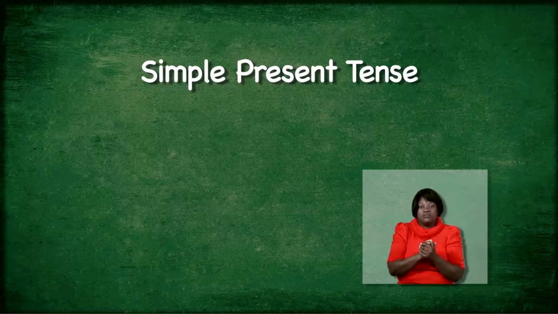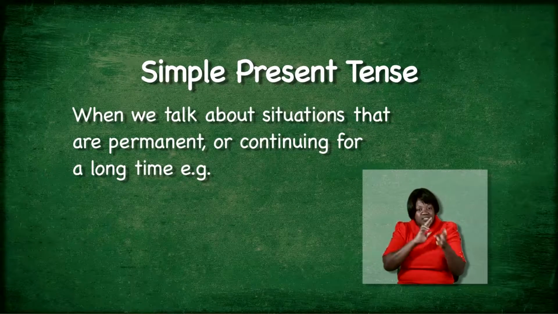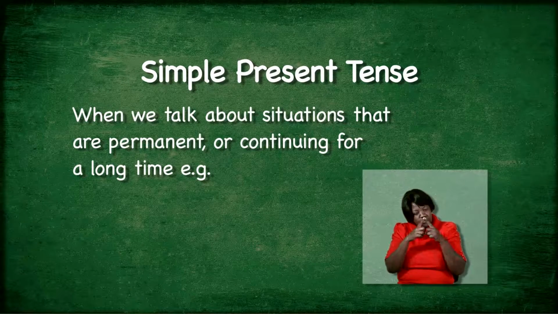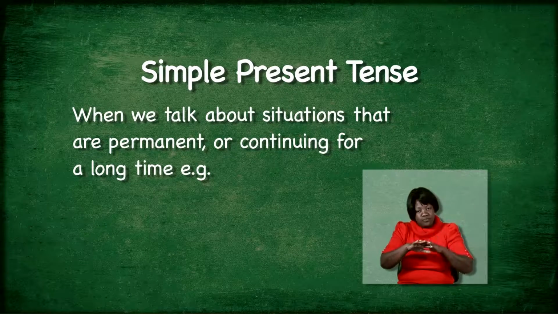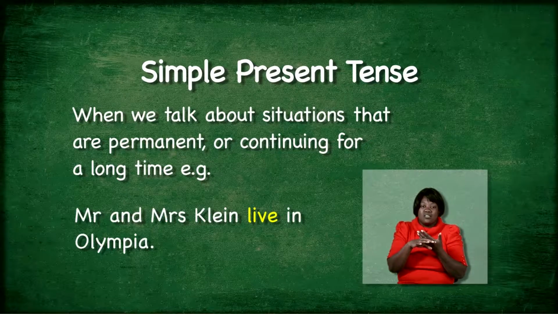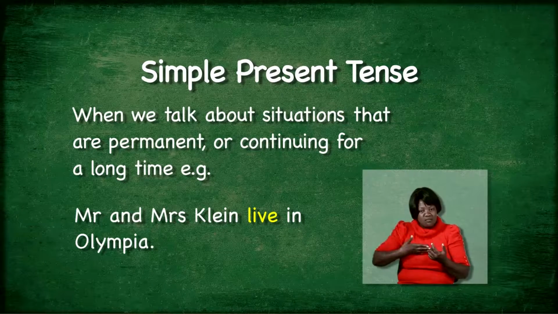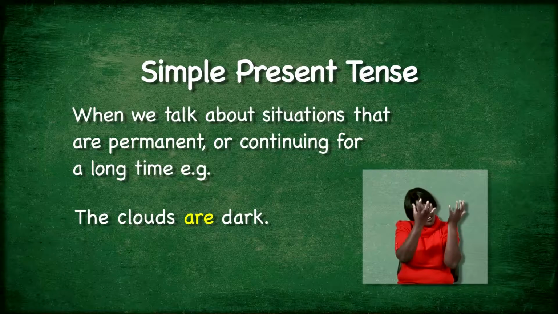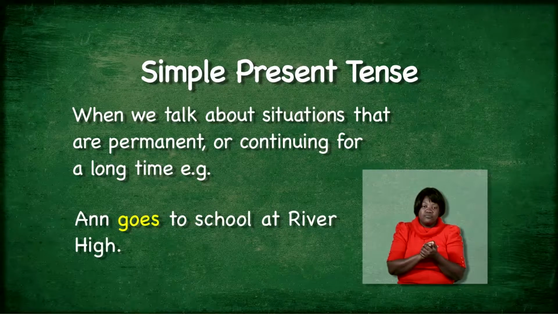That's right, sweetie. We also use the simple present to talk about situations that are permanent or at least continuing for a long time. So these are statements that would be valid for a long time, like the sky is blue. Mr. and Mrs. Klein live in Olympia. The clouds are dark. And Anne goes to school at River High. Okay, I think I've got it. We know that the Kleins live in Olympia. This is our permanent home. And I attend River High.